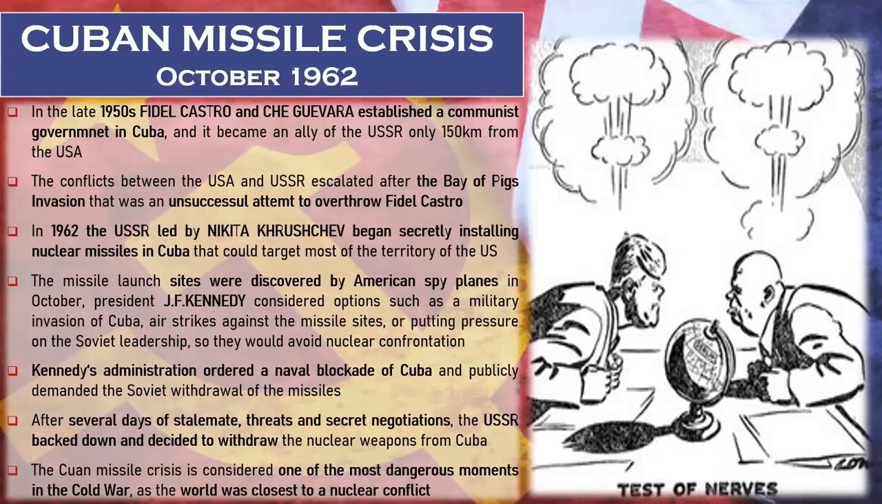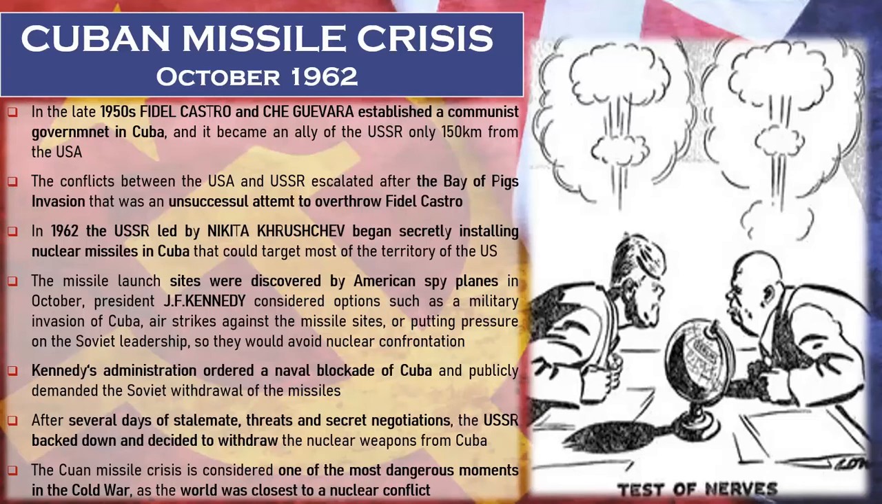This was really the event that brought the world to the brink of the Third World War. As you can see in the picture on the right, it was a test of nerves. You can see Kennedy and Khrushchev testing their nerves because none of them wants to give up, but also none of them wants to be the first one to start the war. And at that point, when there are nuclear missiles, when there are A-bombs, it would really mean the Third World War.